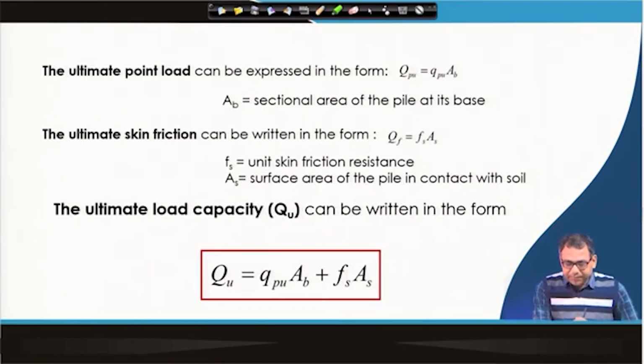So, we have these equations. The ultimate load carrying capacity of the pile is the summation of the tip resistance plus the friction resistance. Now, small q_pu is the unit tip resistance. If I multiply it with the base area, then I will get the total load that the pile carries due to the tip resistance, plus the friction resistance times the surrounding area, that means the perimeter and the length of the pile, which gives us the total frictional force.